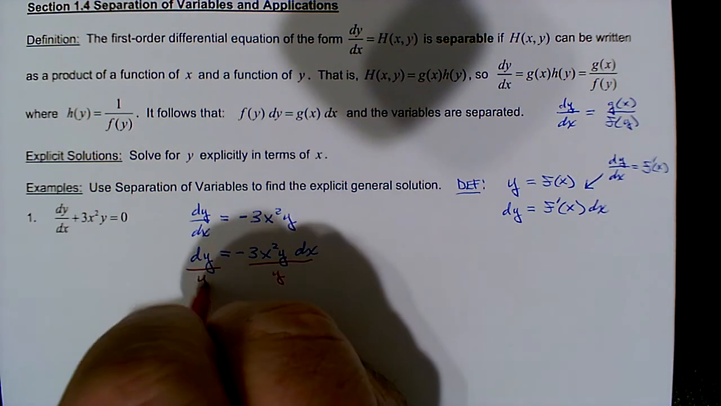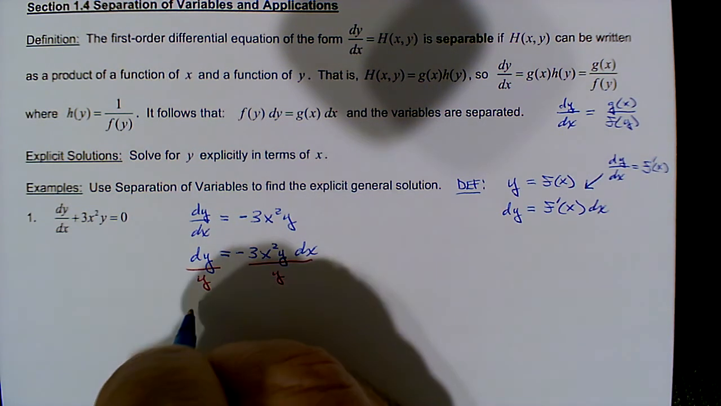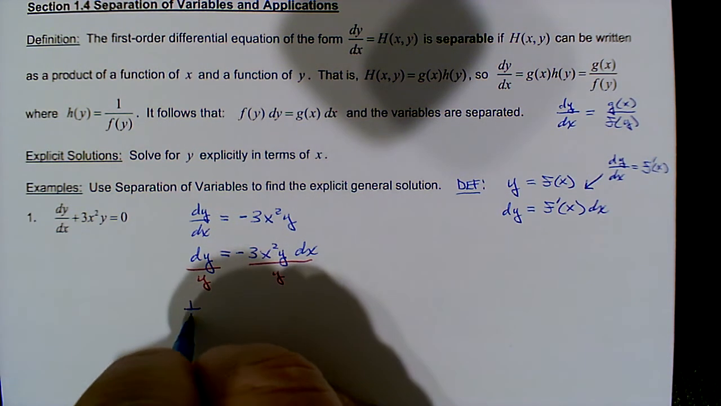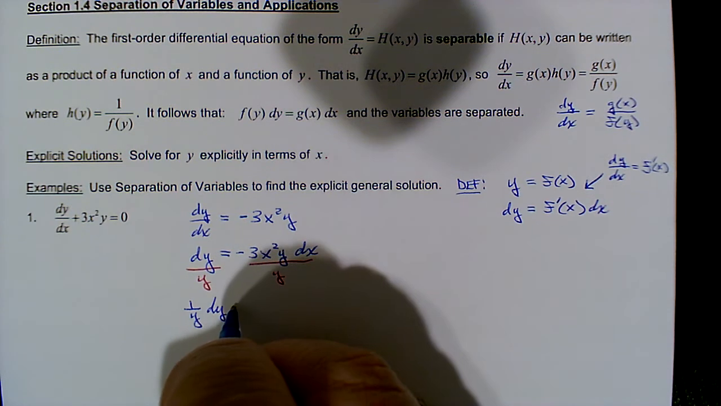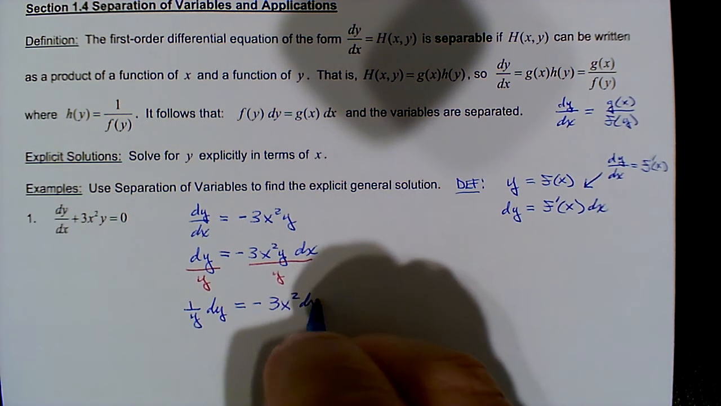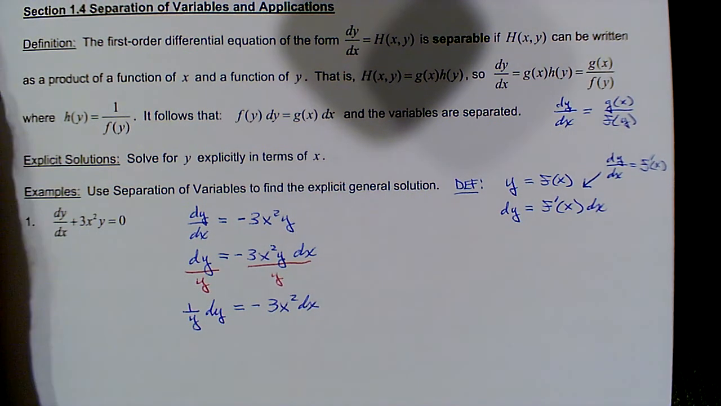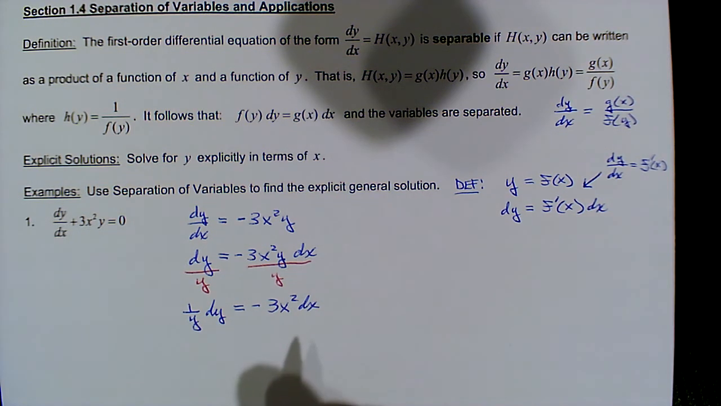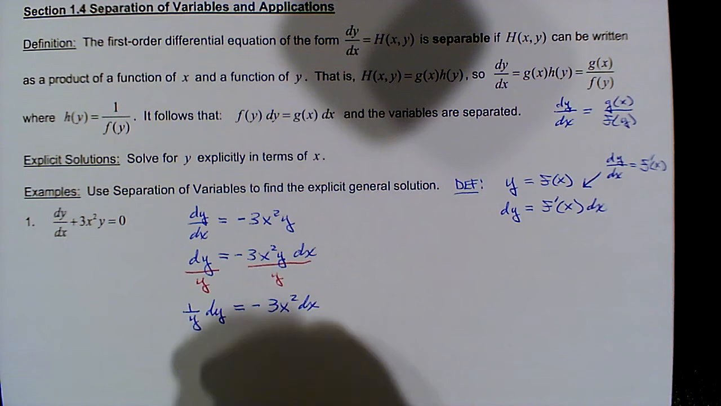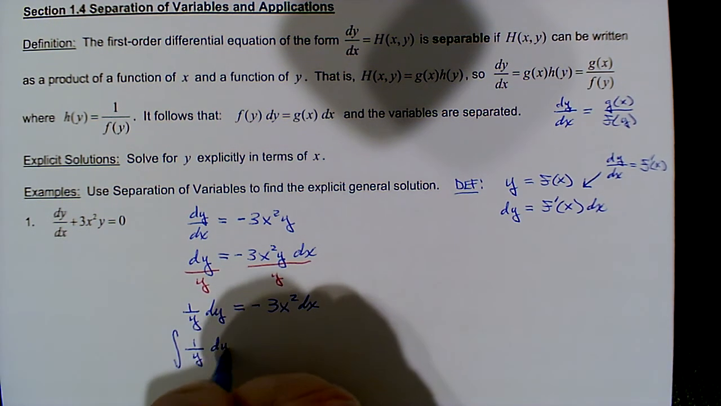And I'm going to write this as 1 over y times the differential dy equaling negative 3x squared times the differential dx. And then at that point, we have y's are with the dy's and the x's are with the dx's. So therefore we can integrate. Now if you want to show the integral symbol, integrating each side, that's fine. You don't have to. You could just jump right into the integration.